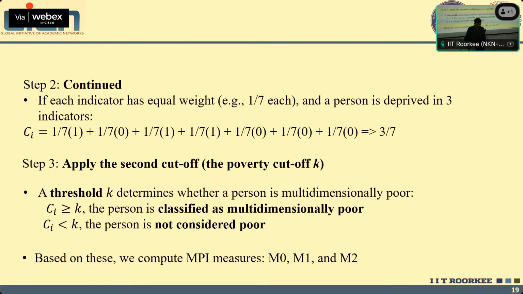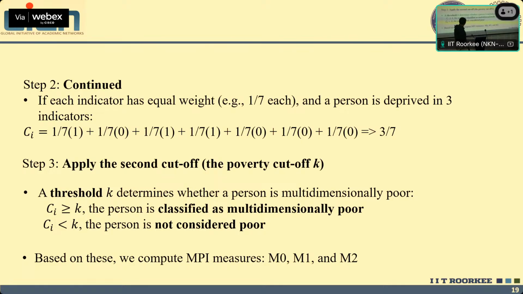Then we will apply the second cutoff, that is the poverty cutoff level. A threshold K determines whether a person is multidimensionally poor or not. That K, which has been discussed in earlier lectures also, is very important. Through multidimensional indicators or estimation, or with the standard suggestions of the experts, we can take the K value. The standard K value, the poverty line limit, is given through different estimations, so those can be adopted as well, to recheck whether it is working in your data or not.